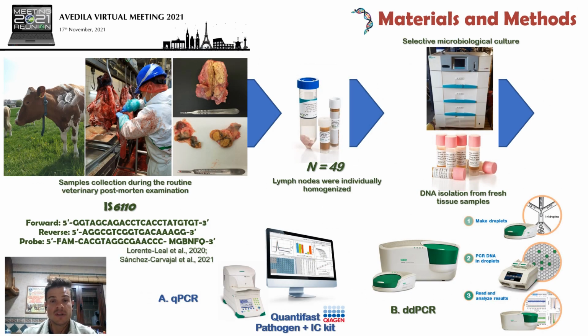A total of 49 fresh lymph node tissue samples were collected from cattle carcasses during their routine official veterinary postmortem examination. Paired samples from individually homogenized fresh tissue were subjected to microbiological culture and DNA extraction to perform real-time PCR and digital PCR. For digital PCR, when the samples had 2 or more droplets they were considered positive, while samples with only one event were considered as questionable or weak positive.